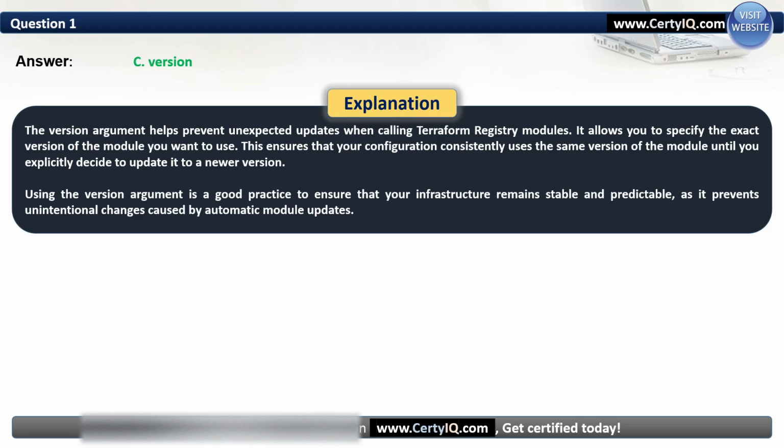The version argument helps prevent unexpected updates when calling Terraform registry modules. It allows you to specify the exact version of the module you want to use. This ensures that your configuration consistently uses the same version of the module until you explicitly decide to update it to a newer version. Using the version argument is a good practice to ensure that your infrastructure remains stable and predictable, as it prevents unintentional changes caused by automatic module updates.